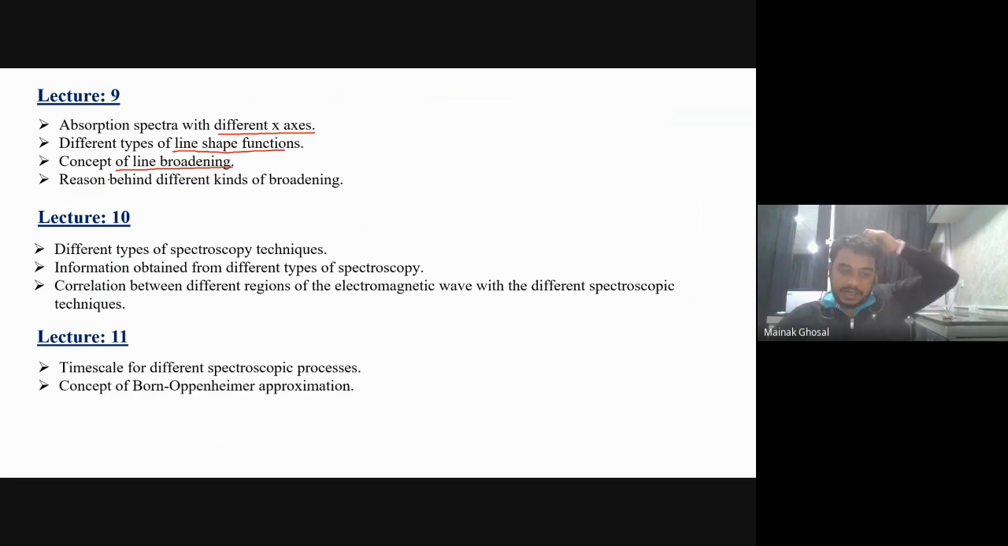And at the end, the concept of the Born-Oppenheimer approximation was introduced. What does the Born-Oppenheimer approximation state? That you can separate the electronic motion and nuclear motion and treat them separately. If your total energy is the summation of translational, vibrational, rotational, electronic, and nuclear, you can separate each of them.